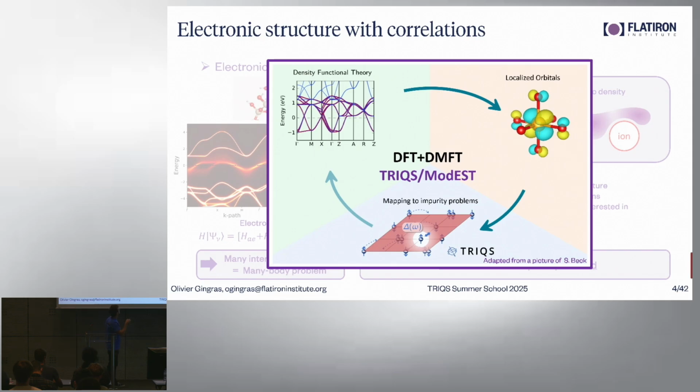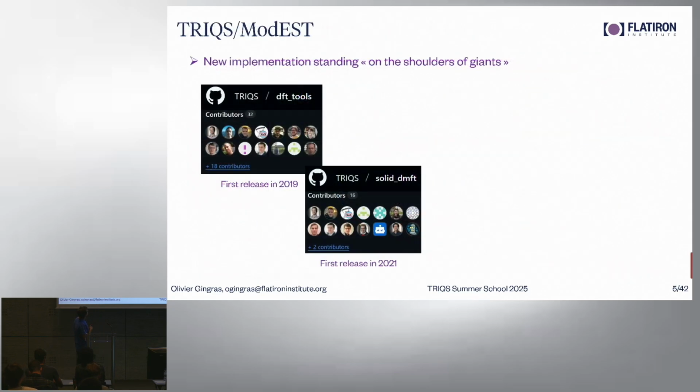Modest stands for Modular Electronic Structure. And it's a new code, new in the sense that it's not released yet, but it's really building on a lot of previous work that was done for a while. So really, I think this is an example of standing on the shoulders of giants here.